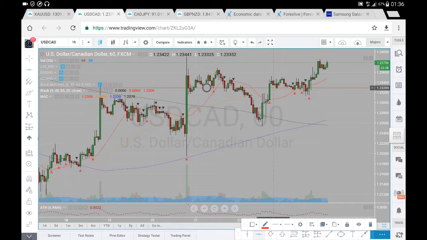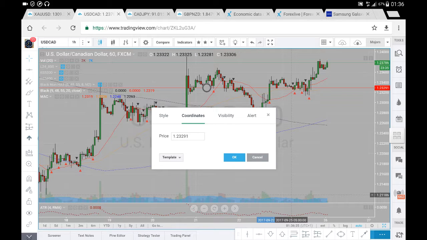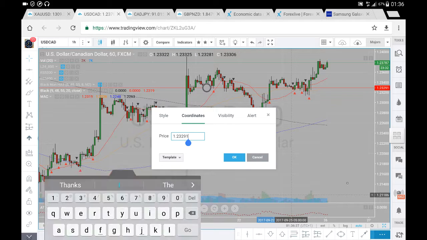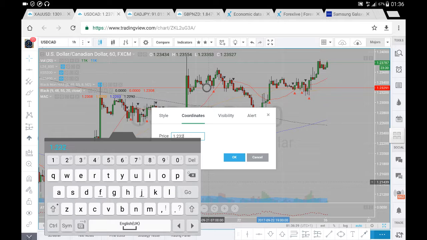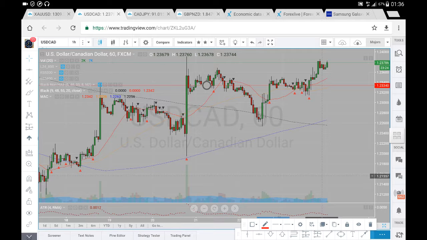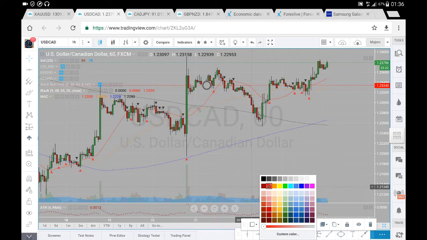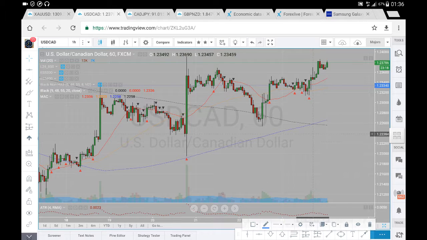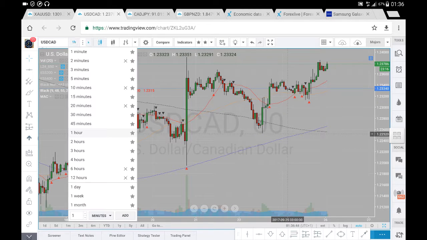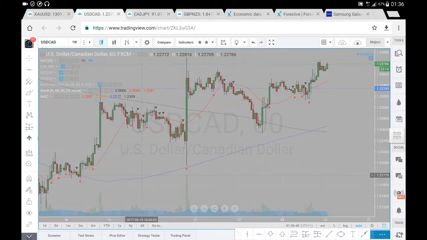123.34. Let's just get this chart all marked up. 123.34. And let's just change the color on this as well. Let's just see 123.34, and let's just identify some levels here.